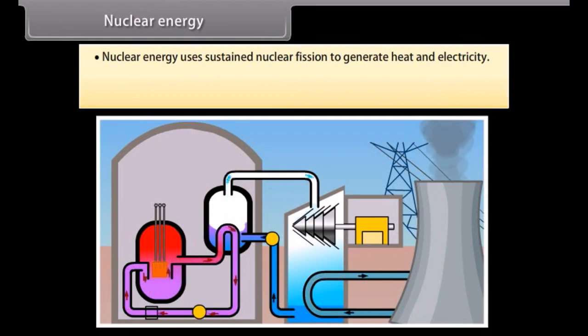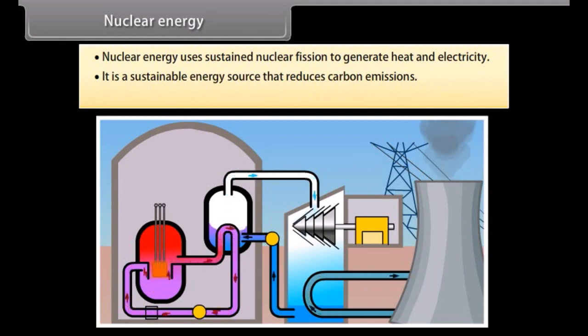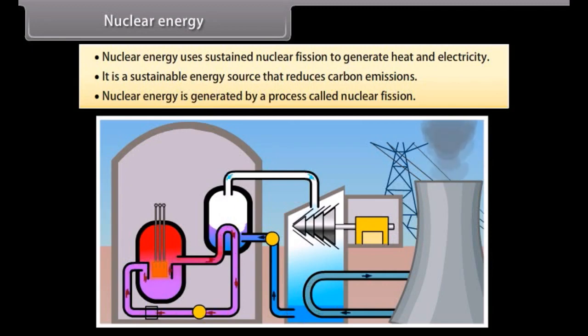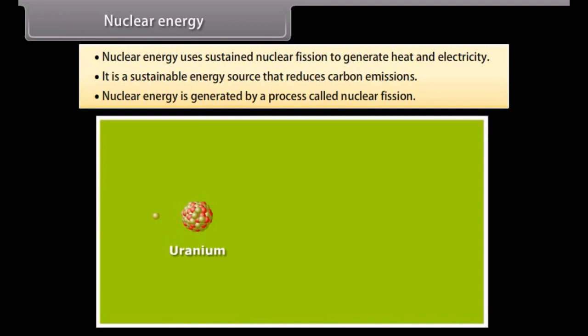Nuclear energy. Nuclear energy uses sustained nuclear fission to generate heat and electricity. It is a sustainable energy source that reduces carbon emissions. Nuclear energy is generated by a process called nuclear fission. In this process, the nucleus of heavy uranium, plutonium, or thorium is bombarded with low-energy neutrons.